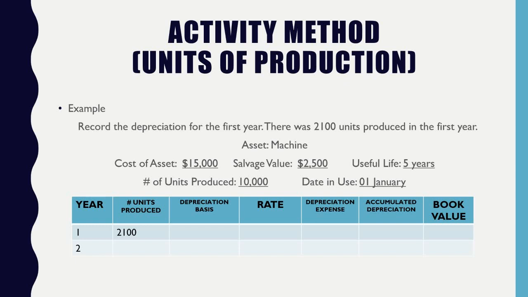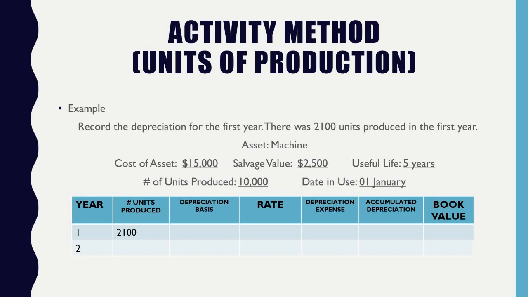Now, our assumption is that when we depreciate it, we're going to depreciate at the end of the year, December 31st. So in this case, if I place it into service as of January 1st, that means I'm going to depreciate it for a whole 12 months, which is one whole year. Now, it told me that the first year I produced 2,100 units. So this is going to be important information. Out of the 10,000, I produced 2,100 for the very first year of the asset's life.